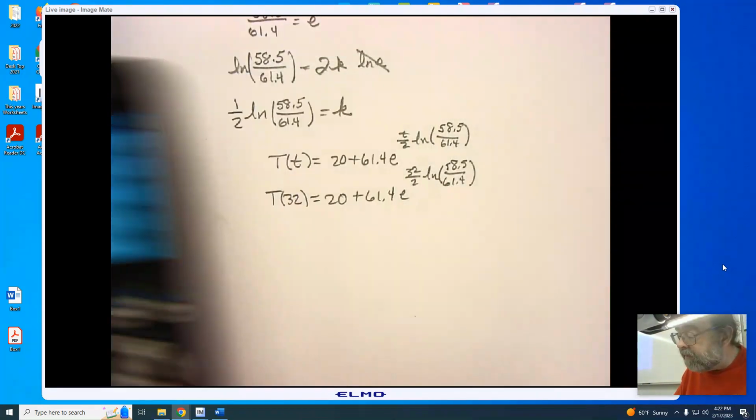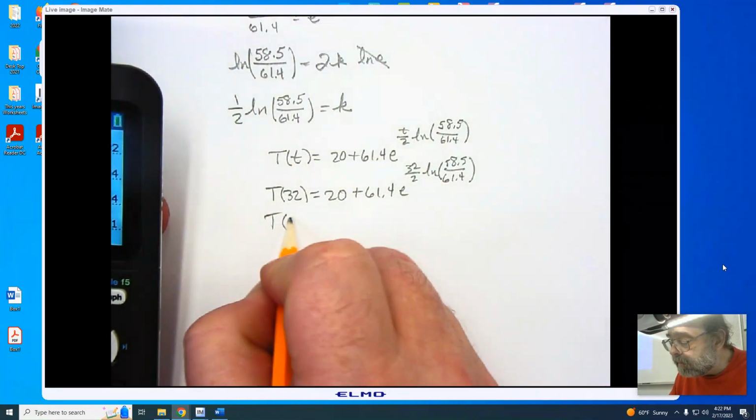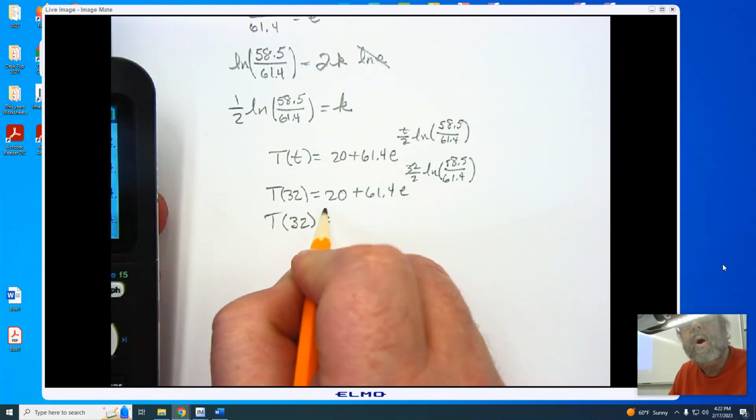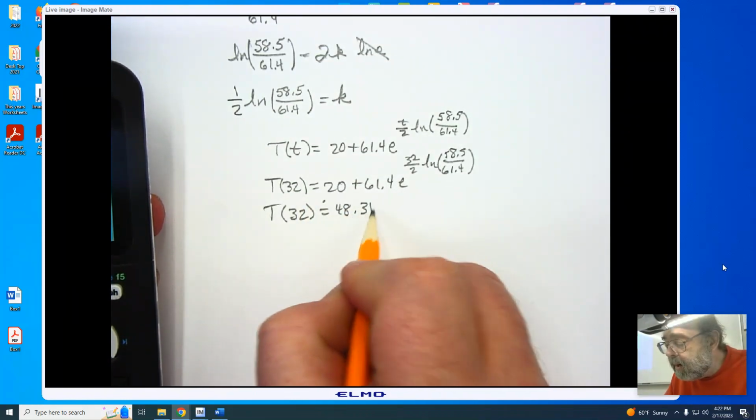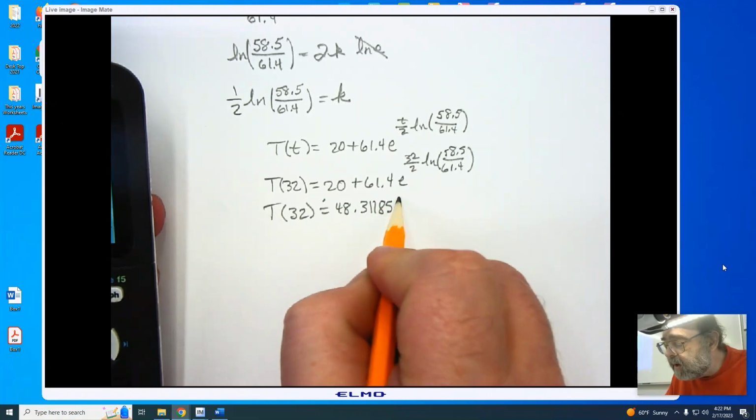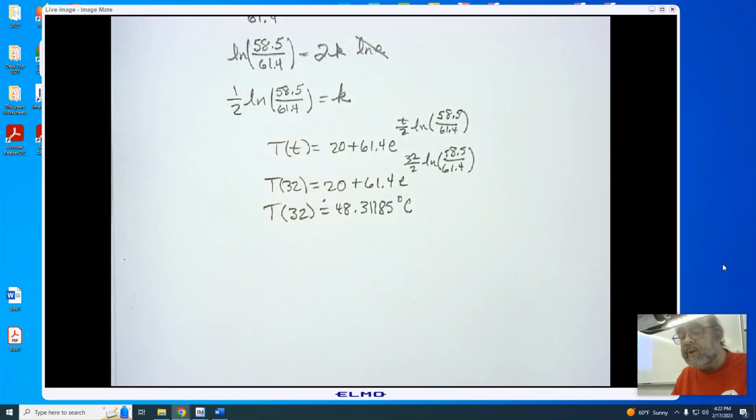And our temperature after 32 minutes is going to be approximately 48.31185 degrees Celsius, and I will let you round to the value you want.